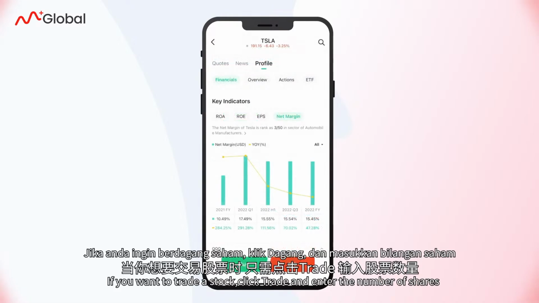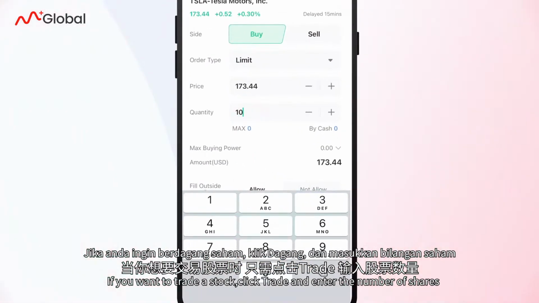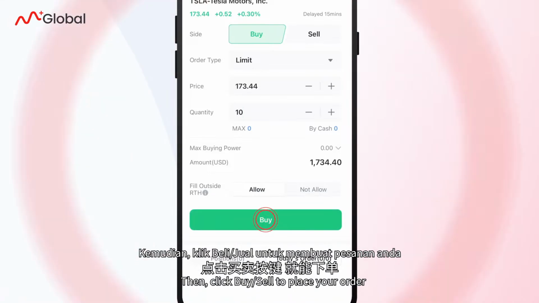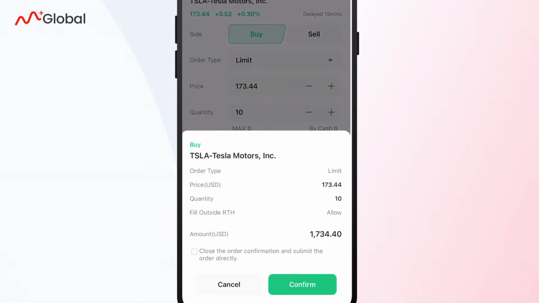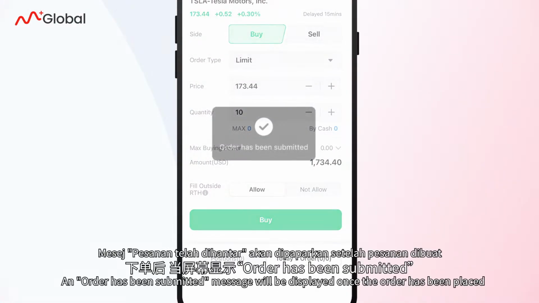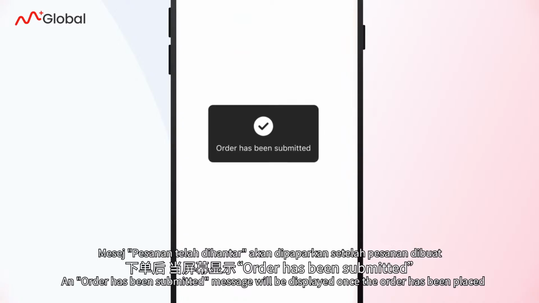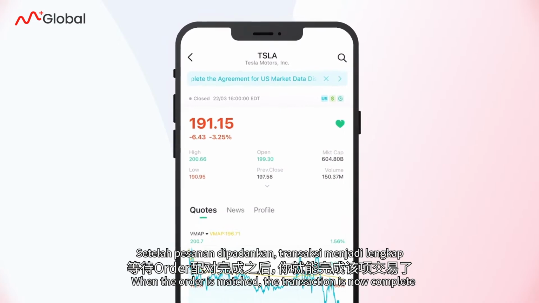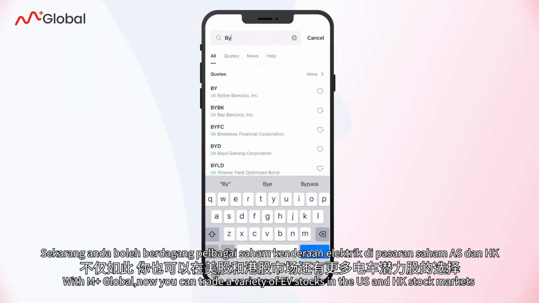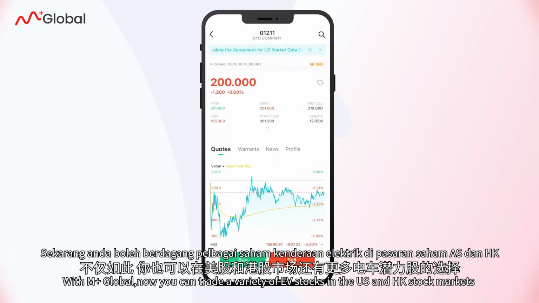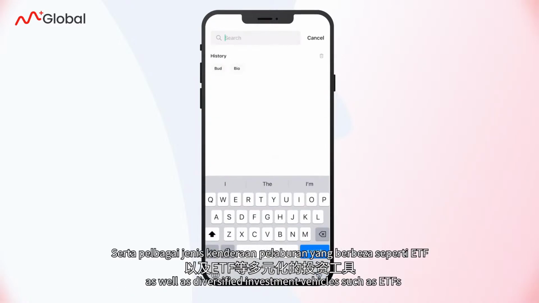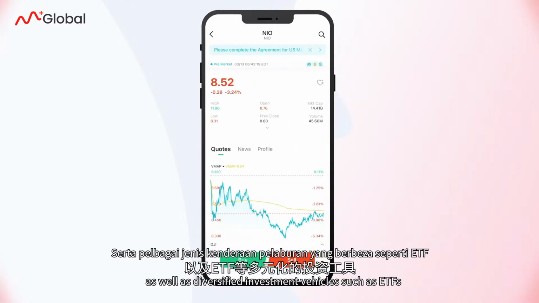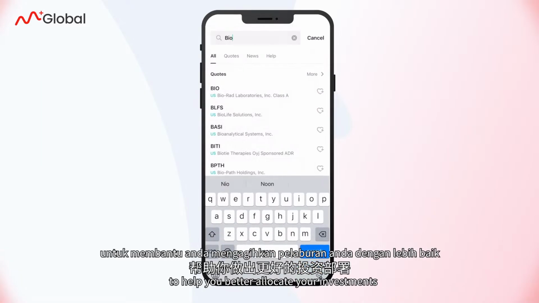If you want to trade a stock, click Trade and enter the number of shares. Then click Buy or Sell to place your order. An order has been submitted message will be displayed once the order has been placed. When the order is matched, the transaction is complete. With M Plus Global, you can trade a variety of EV stocks in the US and Hong Kong stock markets, as well as diversified investment vehicles such as ETFs to help you better allocate your investments.